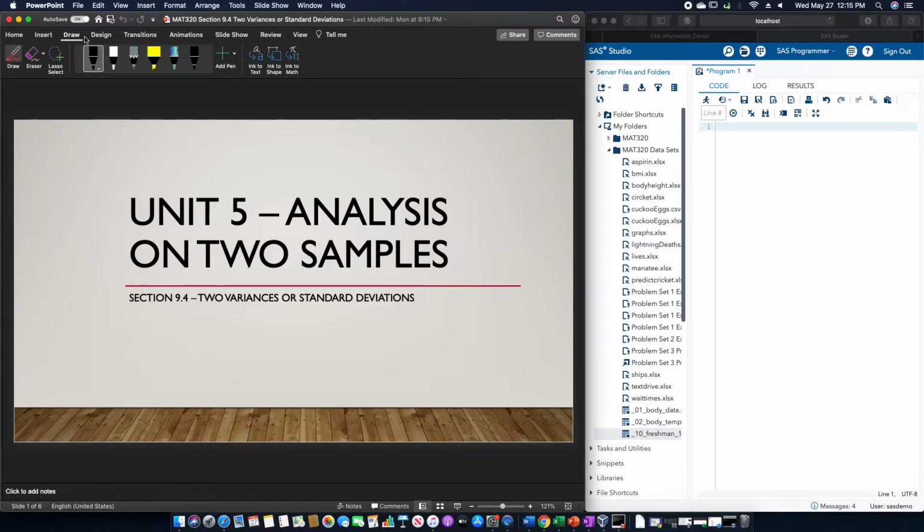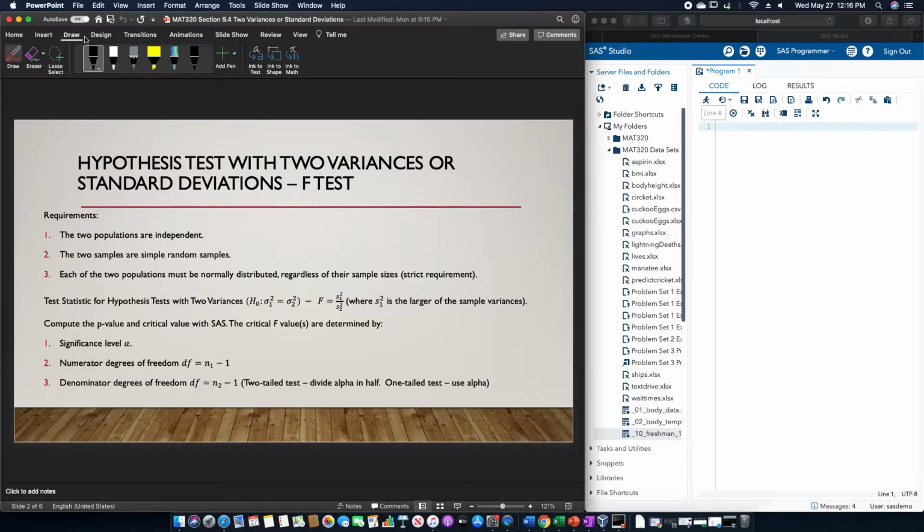Section 9.4 is on two variances or standard deviations, and we're looking at the inferences involved in those. The hypothesis test for two variances or standard deviations uses an F-test, and the requirements of this test are that the two populations are independent, the two samples are simple random samples, and each of the two populations must be normally distributed regardless of the sample size. This is a very strict requirement.